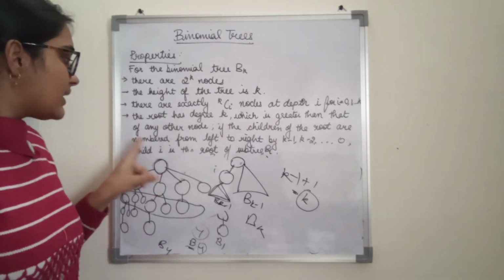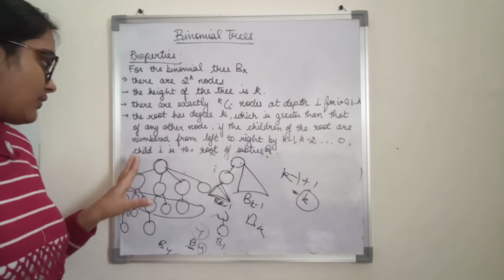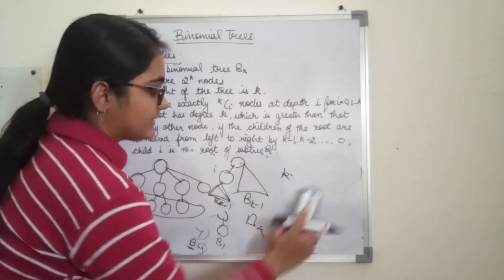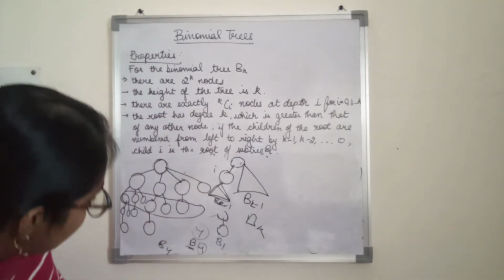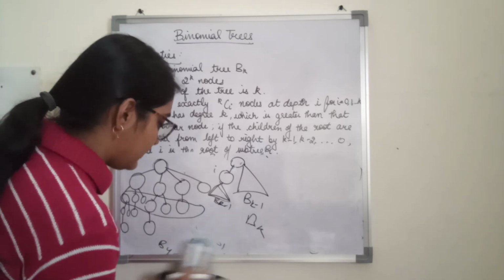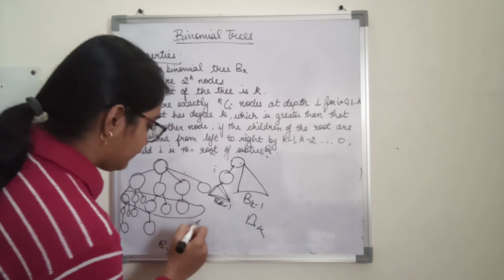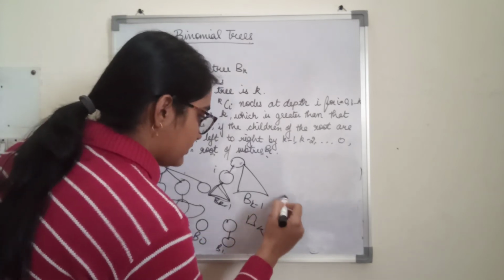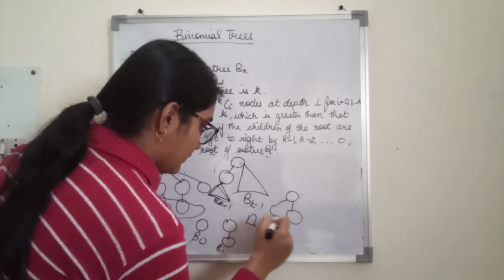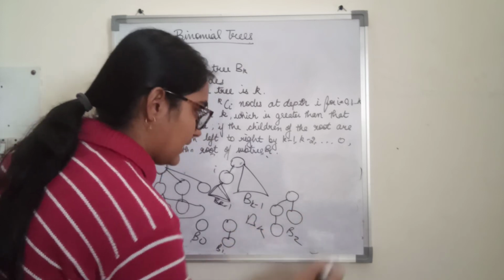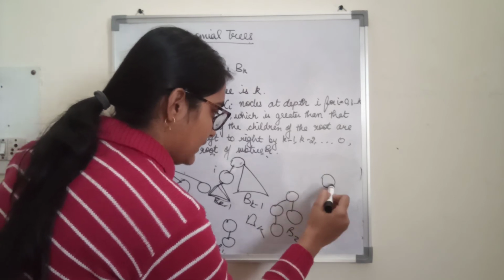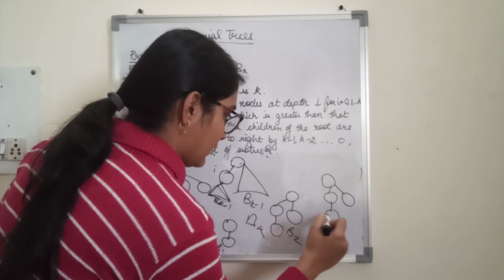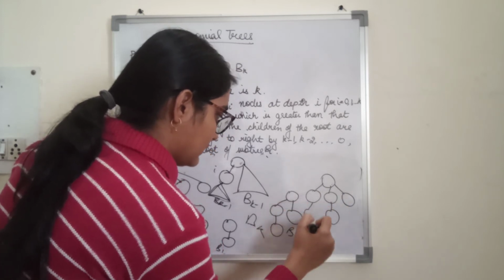If the children of the root are numbered from left to right by k-1, k-2, and so on to 0, child i is the root of subtree Bi. For this, let us again construct the tree. B0 we know, B1 we know. Let us just draw B2. This is B2. Let us draw B3 using this as well. B3 includes this and then another one includes this.